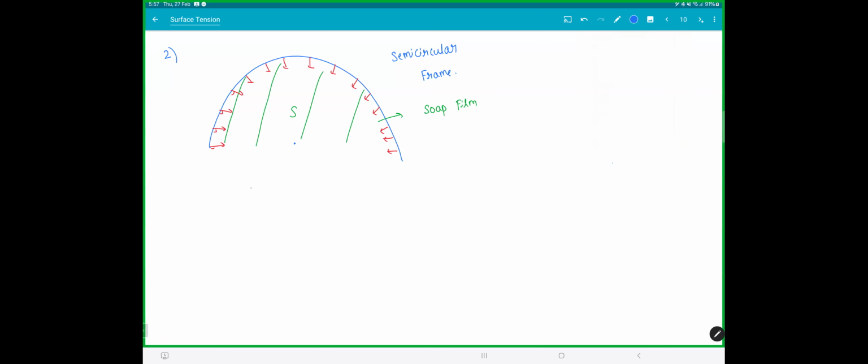And let this radius be r. Find the force on the semicircular frame due to the soap film. So you cannot directly say S into pi r. Force is a vector quantity. Since all are in different directions, you have to add them vectorially. Find the force on the semicircular wire due to soap film.